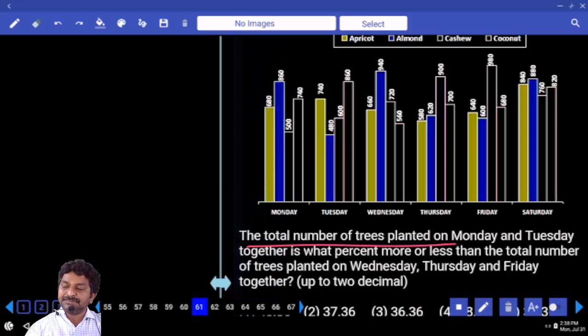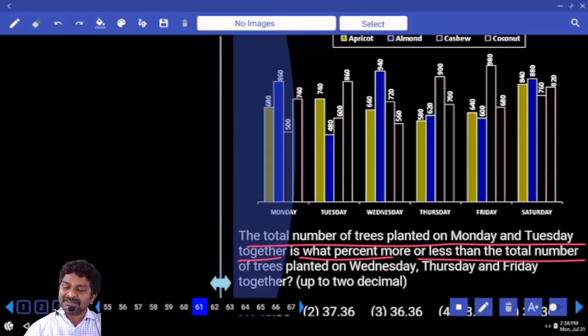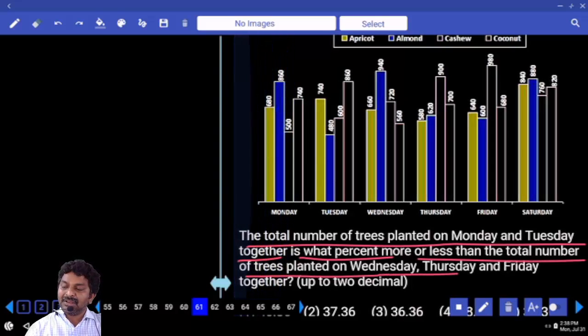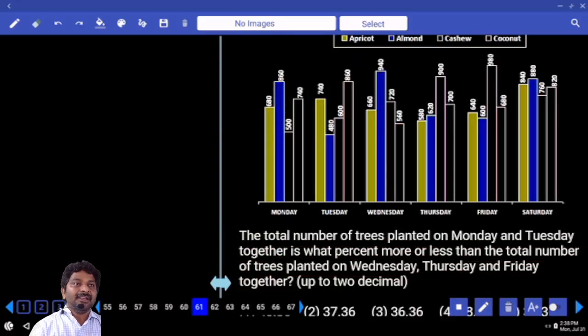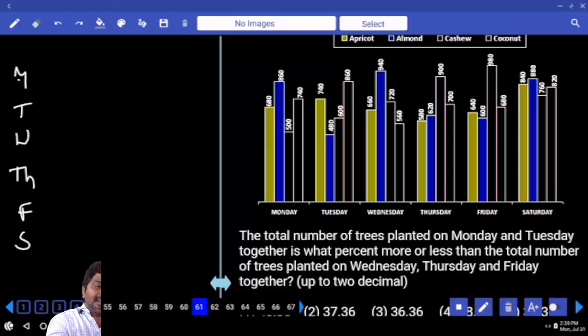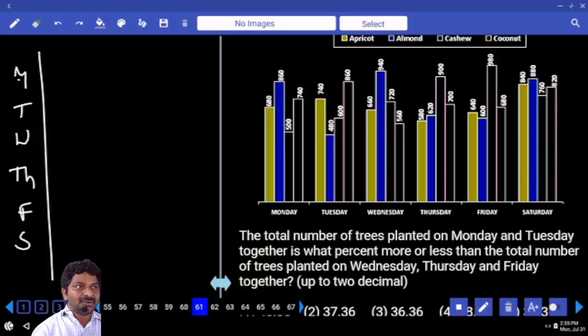The total number of trees planted on Monday, Tuesday together is what percent more or less than total number of trees planted on Wednesday, Thursday, Friday together, right? If you have those values in previous question, you can easily solve this question also. So now let's add values for Monday, Tuesday, Wednesday, Thursday, Friday and then Saturday. Like I want to solve only 61 now. So whatever days are mentioned, I will consider them. Is that okay for you? Round figures I am trying. 840, 860, 740.